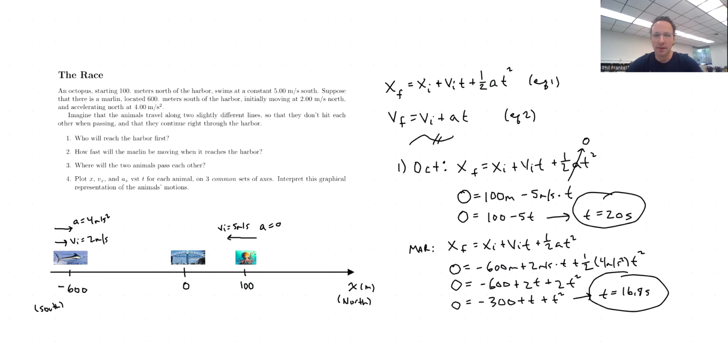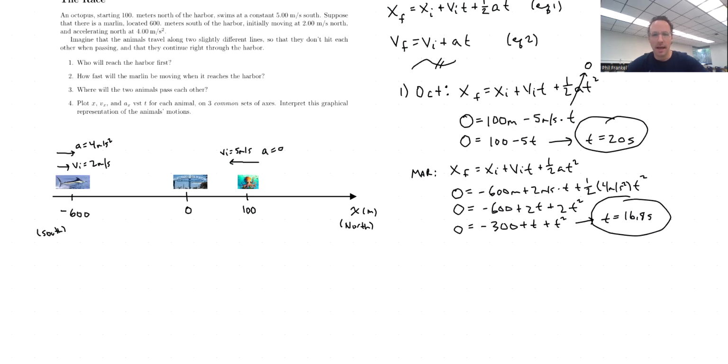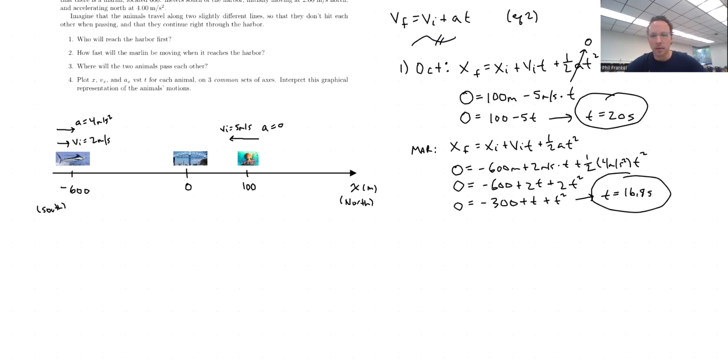So I'm going to shift this up and make space for the next solution here. All right, so we're looking at the marlin, and we want to know how fast it's moving when it rushes by the harbor. Kinematics equation 2 says the marlin's final velocity is equal to its initial velocity plus its acceleration times time. And I want to find the final velocity of the marlin, where by final, I mean when it passes the harbor. So the marlin's initial velocity is 2 meters per second.